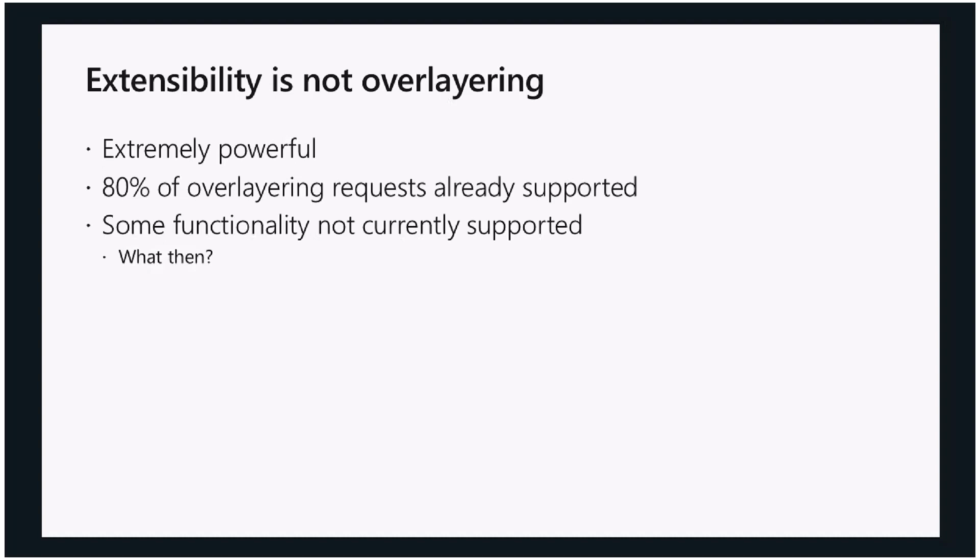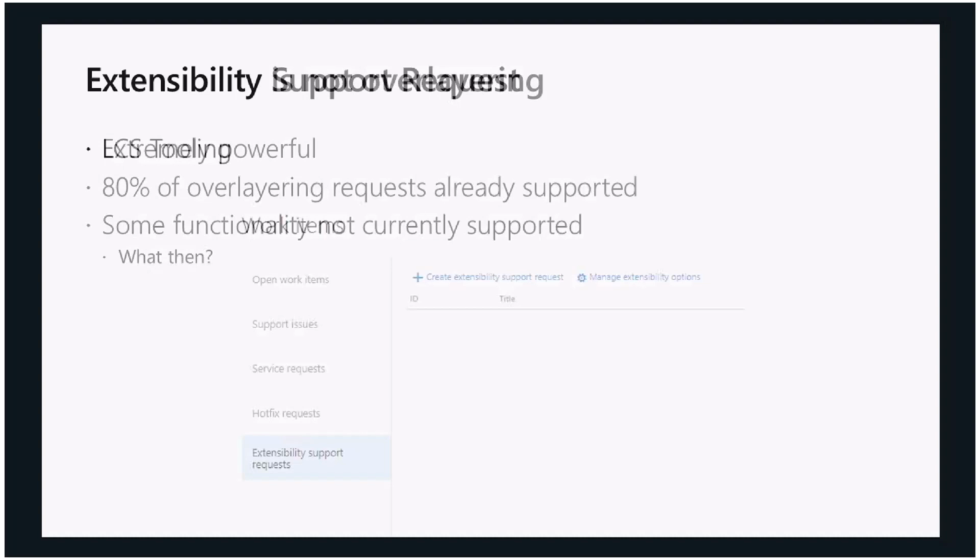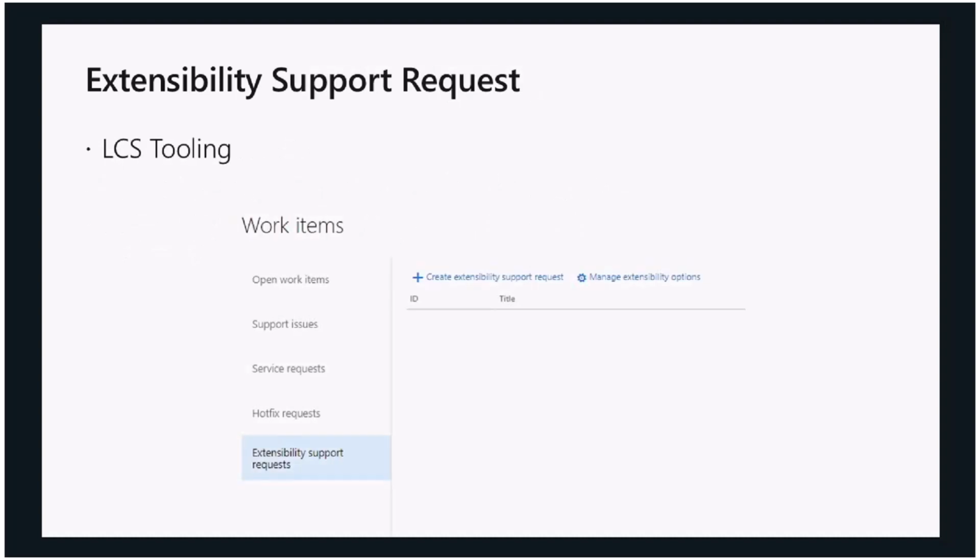So what do you do then? What do you do in that case? So we have added tooling within LCS to capture extensibility support requests, right? Either you as a VAR working with the customer, or you as an ISV will have an LCS project, and you will come in here and create an extensibility support request to document exactly what area of the application you need to be extended or added or delegate, whatever you need, that is the additional extensibility piece that you need for your solution.